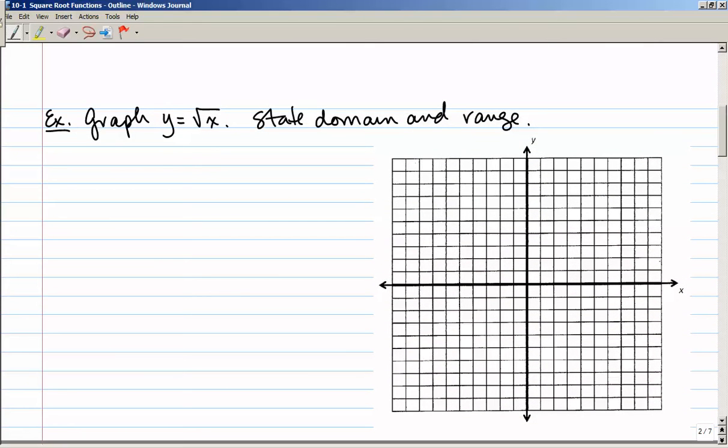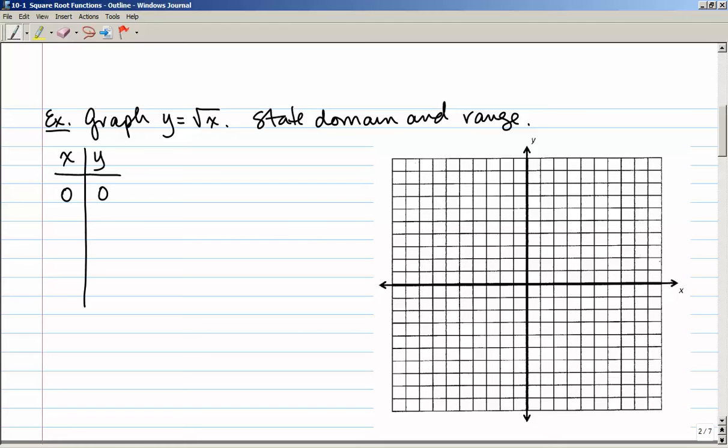This is actually the parent graph. We're going to graph y equals the square root of x. So I'm going to make a table of values, and since x can't be a negative number, I'm going to start with x equals 0. So when x is 0, the square root of 0 is 0. Now for the rest of my x values, I'm going to pick only values of x that I can actually take the square root of.